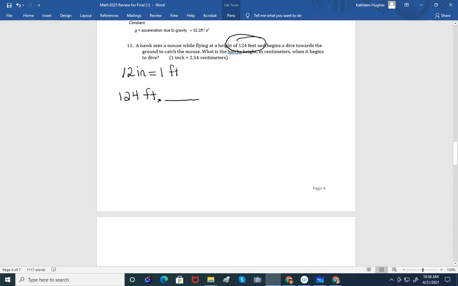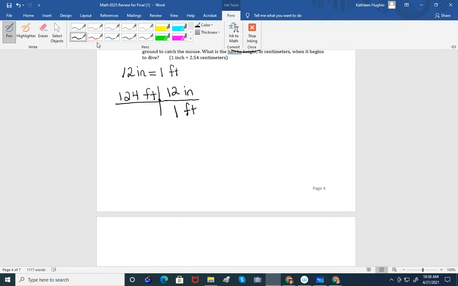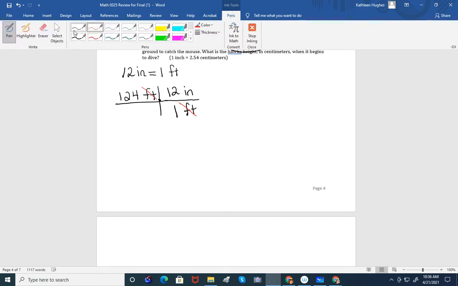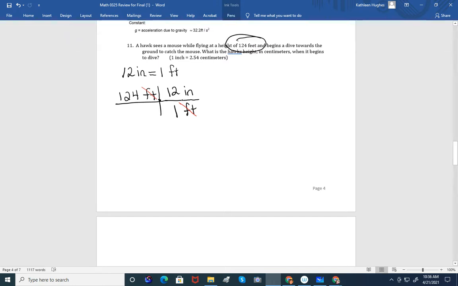I prefer to actually do kind of the box method, like this. 124 feet. I want inches, so I'm going to put 12 inches on top of 1 foot. Essentially, 12 inches and 1 foot are equal. It's almost like a very fancy way of multiplying by 1. Notice when I do that, that foot will cancel out with that foot. Anything divided by itself will cancel out. So that's going to give me the answer in inches.